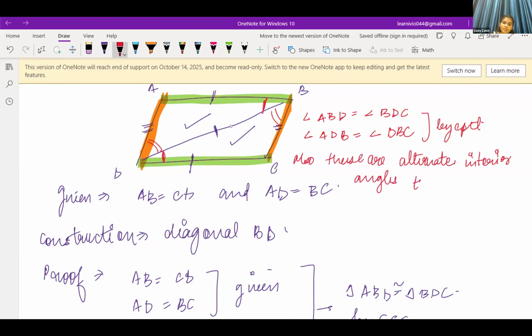Now children, when are alternate interior angles equal? Alternate interior angles are equal only for a pair of parallel sides, right? Otherwise they are not equal. If you don't have parallel sides, then alternate interior angles are not supposed to be equal. So now I am able to prove that these are equal angles and these are alternate interior angles. Thus you can say AB is parallel to CD and AD is parallel to BC. Right children? Do you understand this part?